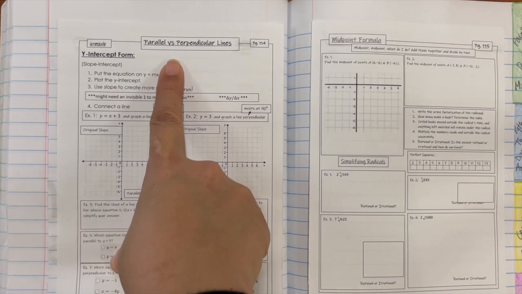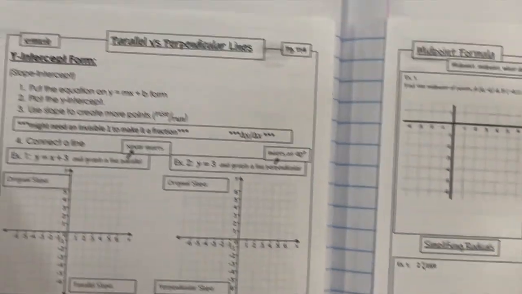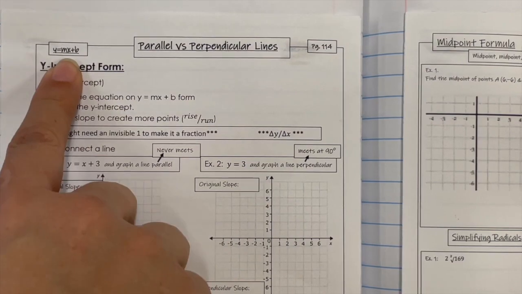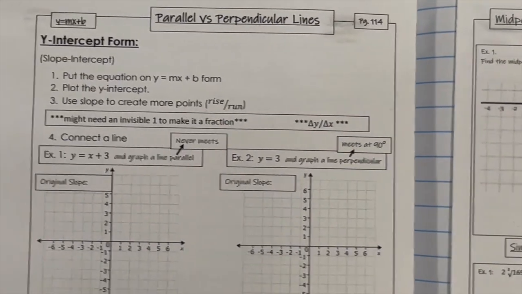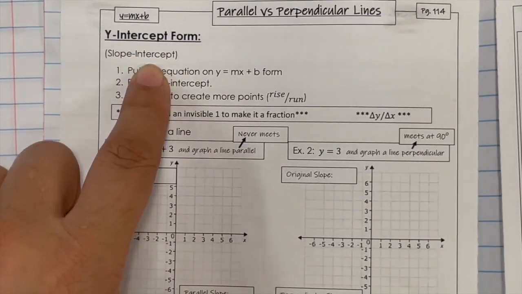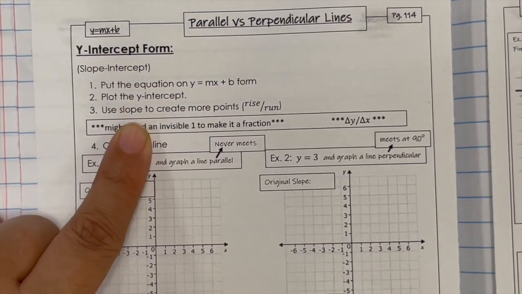Right, so we're going to take a look at parallel and perpendicular lines. To do that effectively, you have to know y equals mx plus b. So I'm going to do a quick review on what that looks like, and these will be the steps. To put it in y equals mx plus b, which is slope-intercept form, these are the steps that you would need to do.